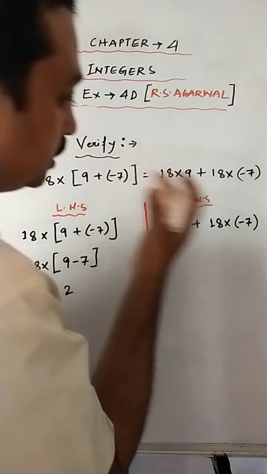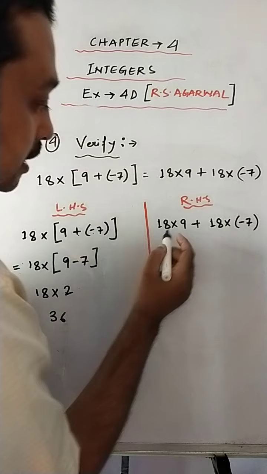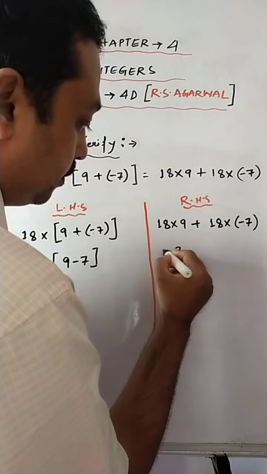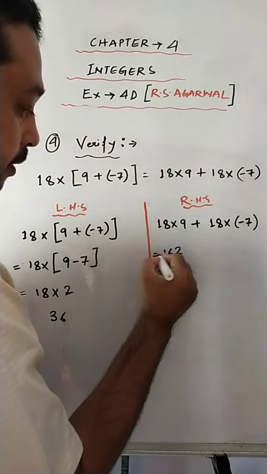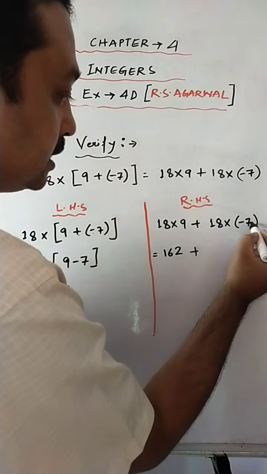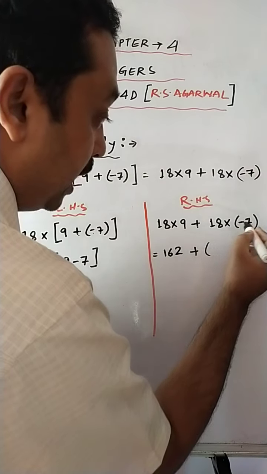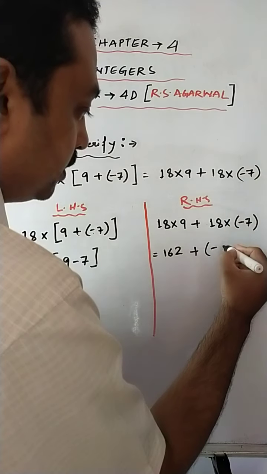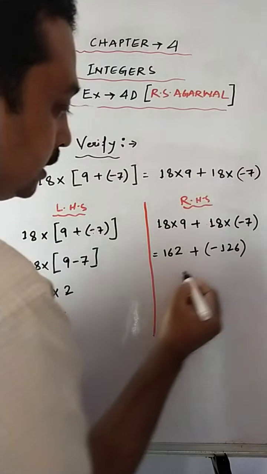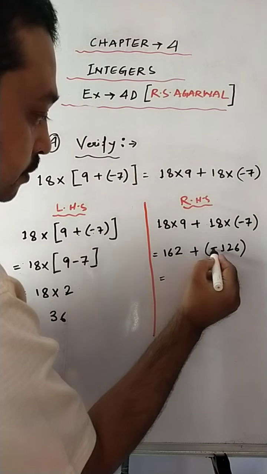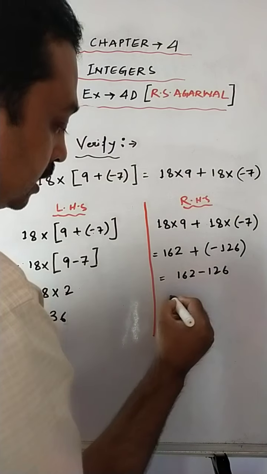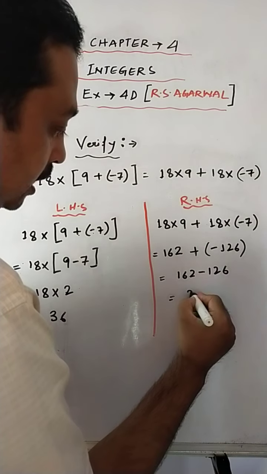Now let's see what the answer of RHS would be. So 18 9s is what? 9 8s are 72, 2 7s are 14, 162. Plus 18 into minus 7, that is minus 126, because 18 is plus and minus is minus. So 18 7s are 126. Okay, now we'll open this bracket. Plus minus. So 162 minus 126, and if you subtract this, you will get the answer as 36.